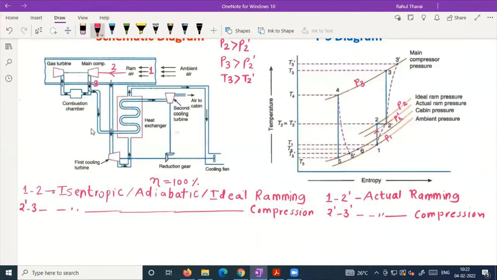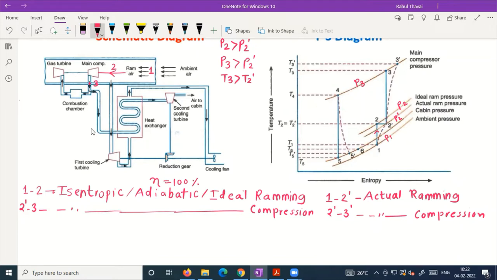That air will drive the turbine, because this air flows on the blades of the turbine. What happens? The blades of the turbine start rotating, and when the blades start rotating, obviously the shaft on which they are mounted will start rotating. This shaft is further coupled to the compressor, and then the compressor will start operating. Right, this is what the cycle is.